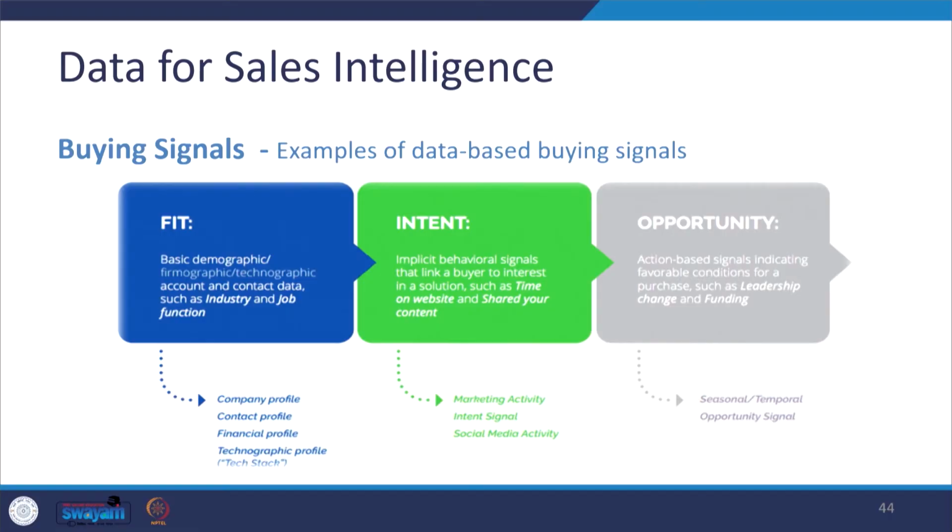Buying signals, based on data, can be classified into three different kinds of signals. First is a fit signal, which is basic demographic, firmographic or technographic account and contact data such as industry and job function. So he is looking at a particular industry and job, visiting the company profile, contact profile, financial profile. All this type of data is related to your buying signals, which says that it's a fit.